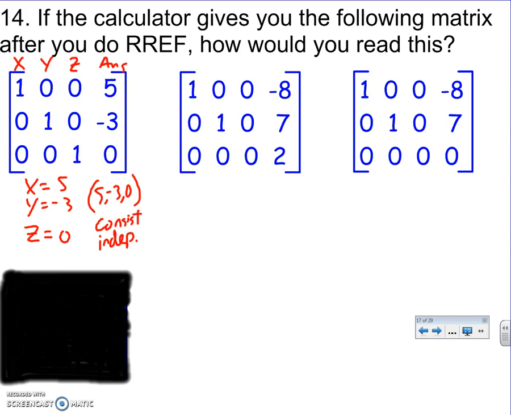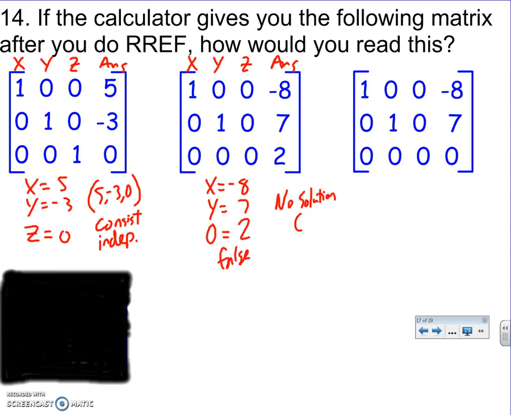This next one, same thing. If I call this x, y, z, answer. This is telling me a single x equals -8, and that's fine. It could equal a negative number. Second row, second equation says a single y equals 7. Third row, 0x, 0y, 0z. So there's no letters. So 0 on the left side equals 2. That is false. If it is false, that means no solution.